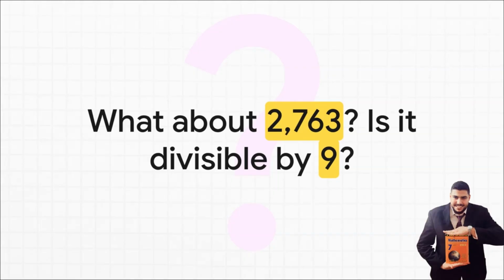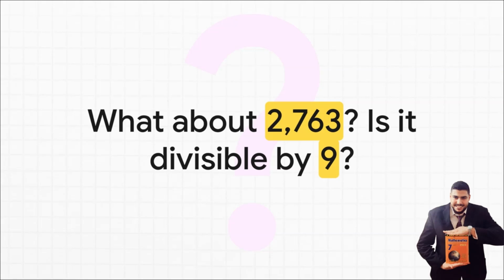Let's do one more, a little bigger this time. 2,763. Let's add them up. 2 plus 7 is 9, plus 6 is 15, plus 3 is 18. Now, is 18 divisible by 9? Yep, it is. So that means the whole huge number, 2,763, is too. See how powerful these little tricks are?